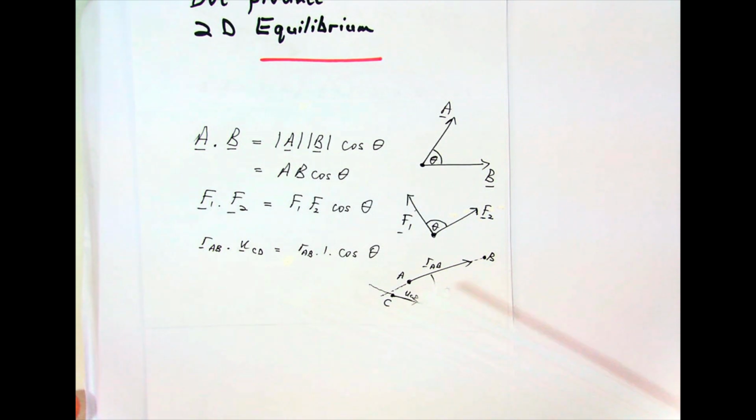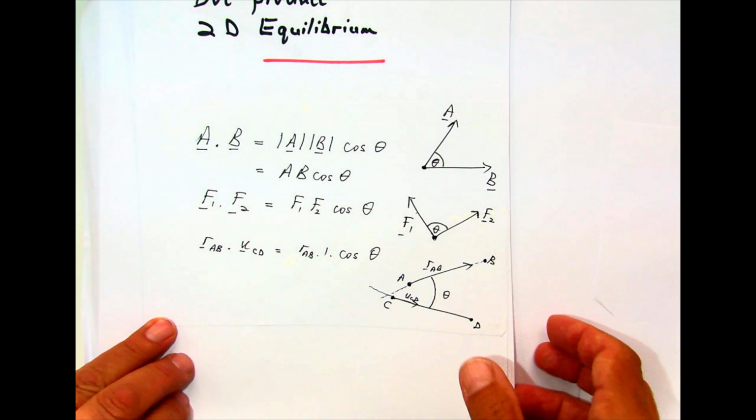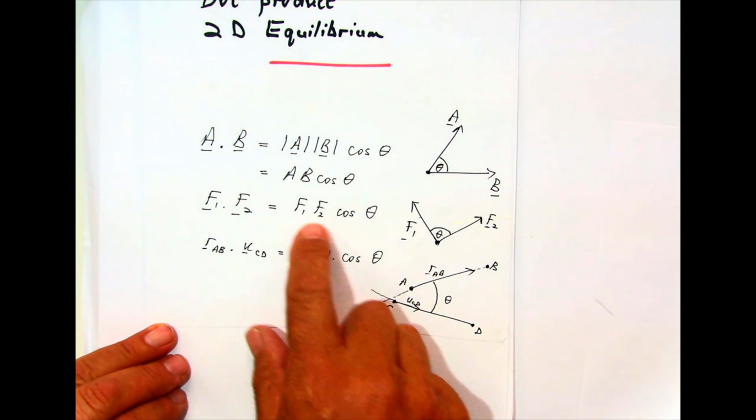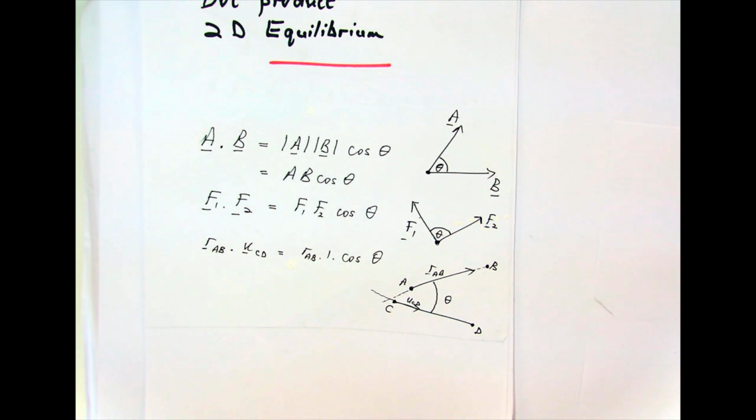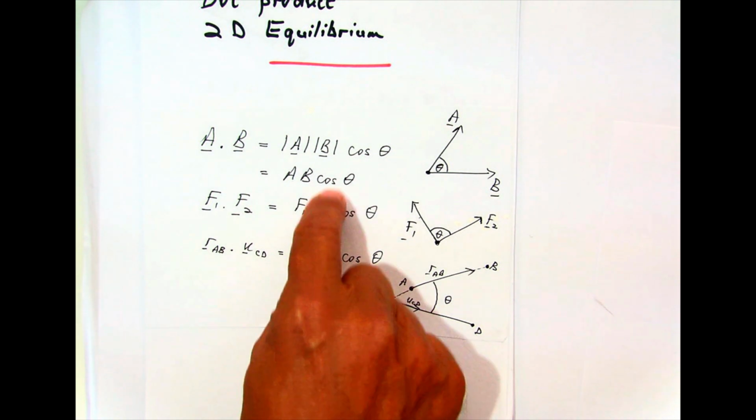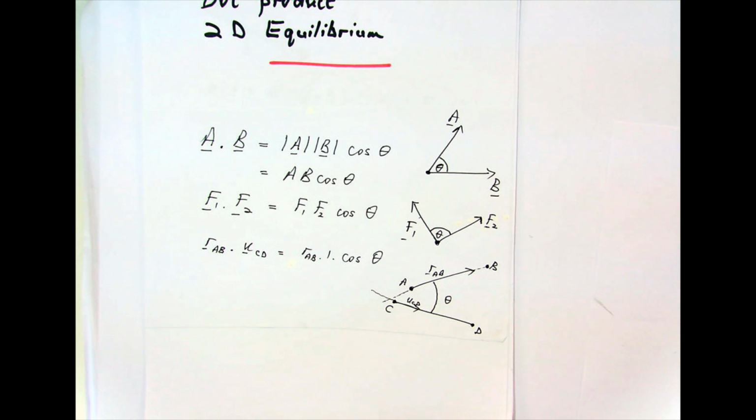So, okay, that's your basic definition there. And make sure that your answer is always a scalar. Don't add an I and a J and a K to the answer. Answers are scalars. It's just a number.